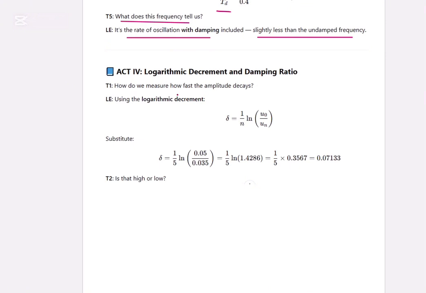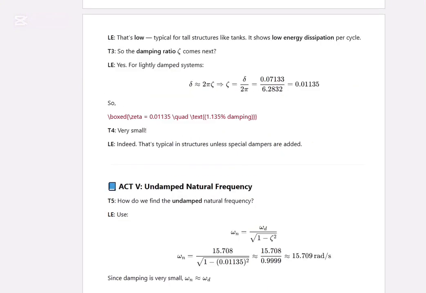Logarithmic decrement and damping ratio. How do you measure how fast the amplitude decays? Using the logarithmic decrement. Is that high or low? That's low, typical for tall structures like tanks. It shows low energy dissipation per cycle.